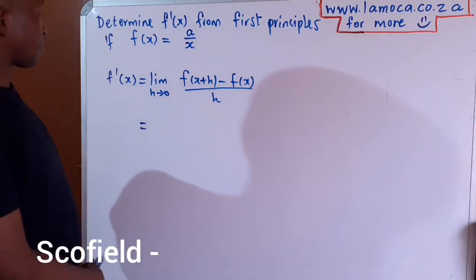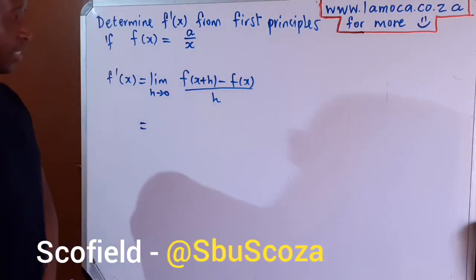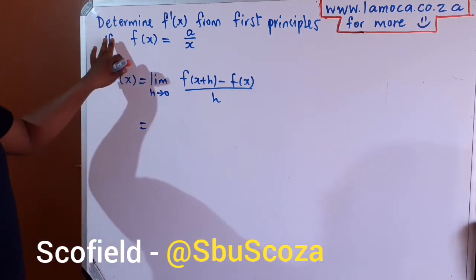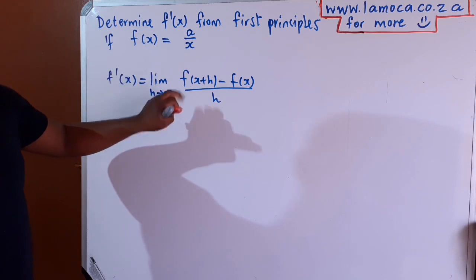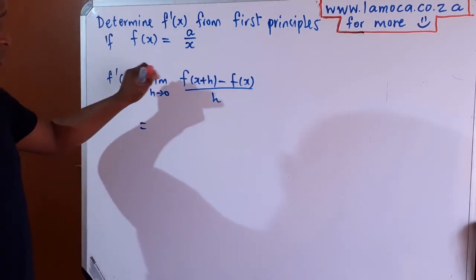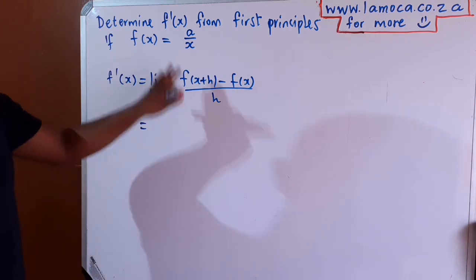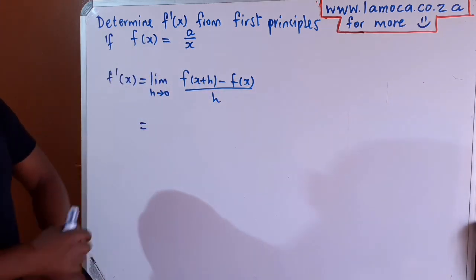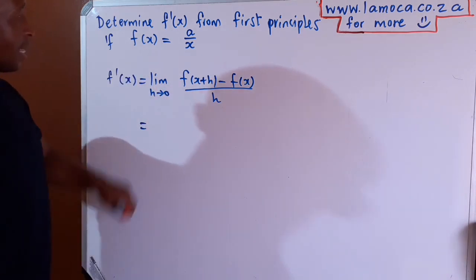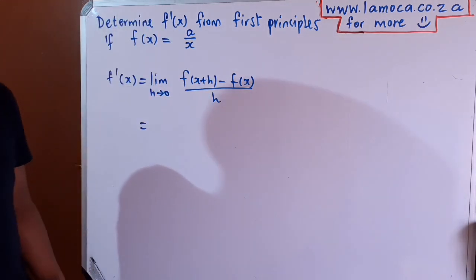Right. This one is very exciting because it's a question that is not as obvious as the other ones we've seen before. We're required to determine f prime of x, or the derivative from first principle, if f of x equals a over x. This is the first derivative, by the way, from first principle if f of x is a over x. Now that a there is just to tell you that it could have been anything.